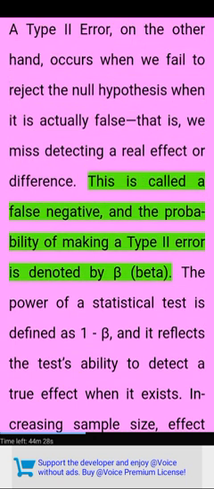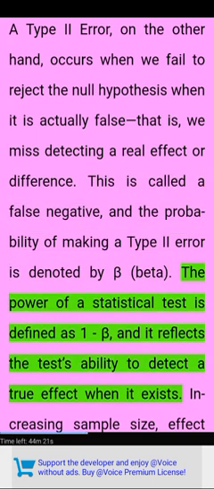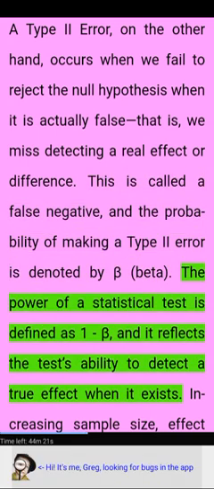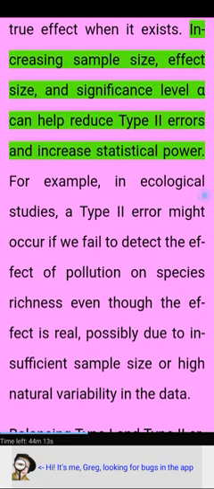This is called a false negative, and the probability of making a type 2 error is denoted by beta. The power of a statistical test is defined as 1 − beta, and it reflects the test's ability to detect a true effect when it exists. Increasing sample size, effect size, and significance level alpha can help reduce type 2 errors and increase statistical power.